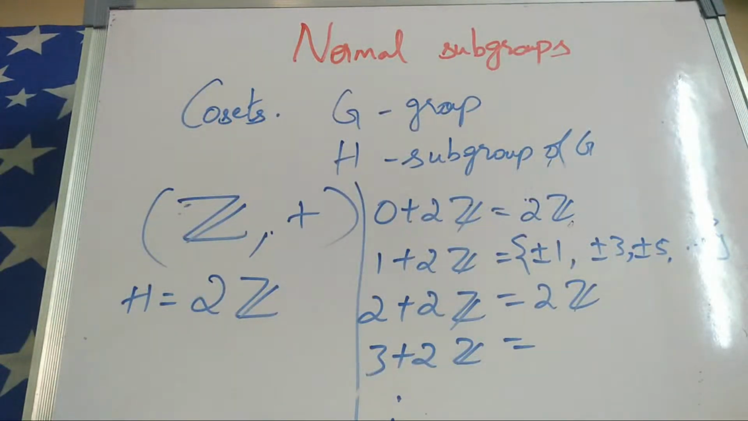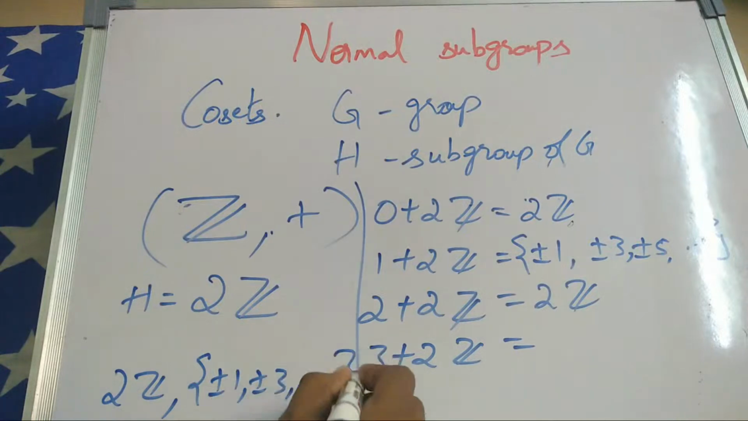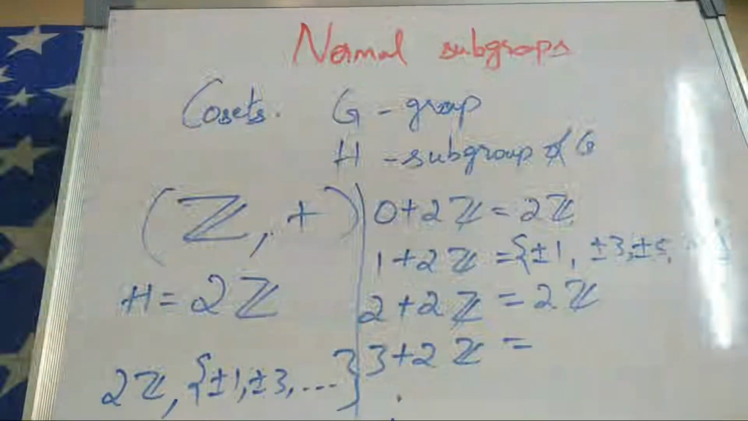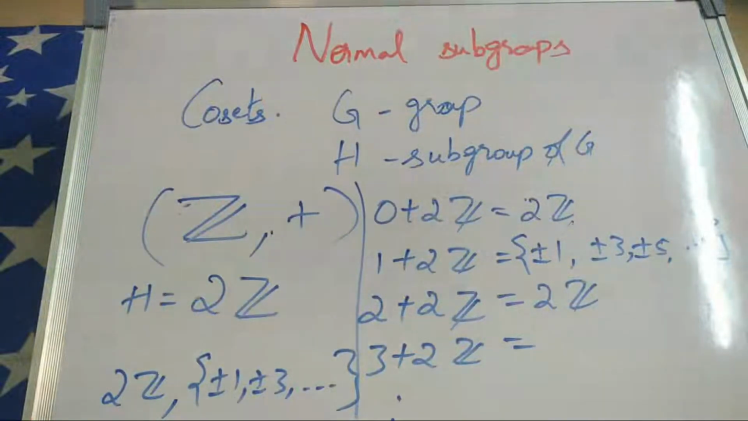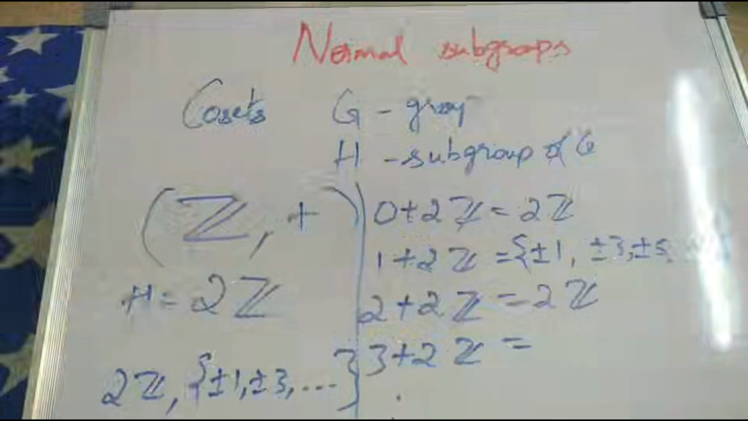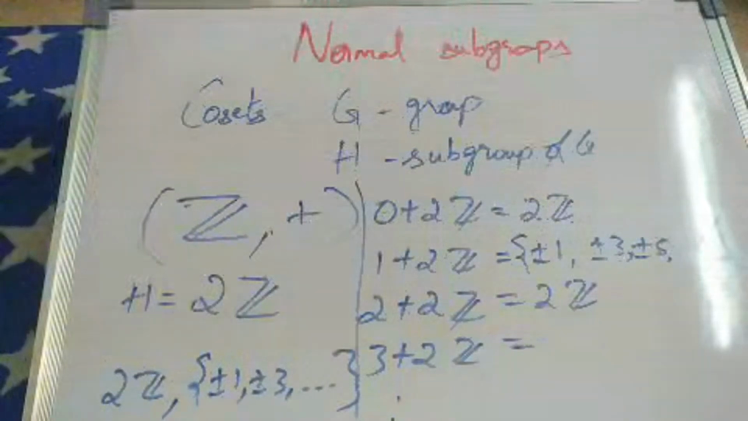So these are going to be the left cosets. There are only two left cosets here if you look at it carefully. They are nothing but 2Z and plus or minus 1, plus or minus 3, etc. If you look at the right cosets also, they are going to be the same. So please try to find the cosets of the different groups we have experienced till now. Take any subgroup of the given group and try to find the left coset and what happens to its right coset.